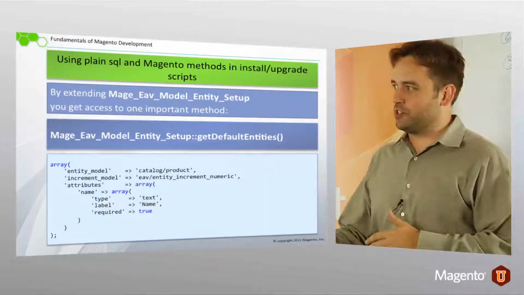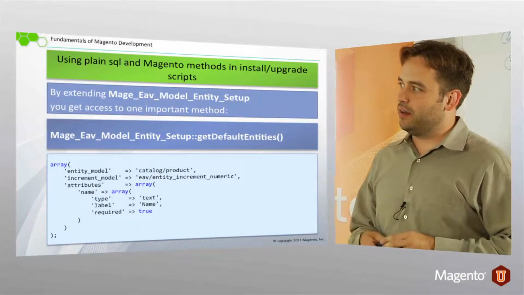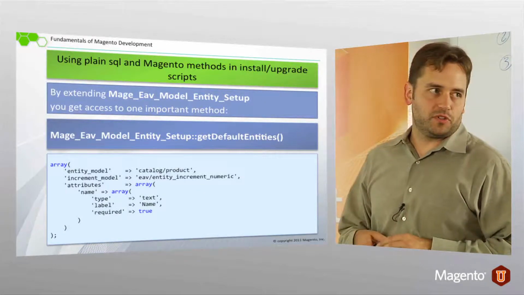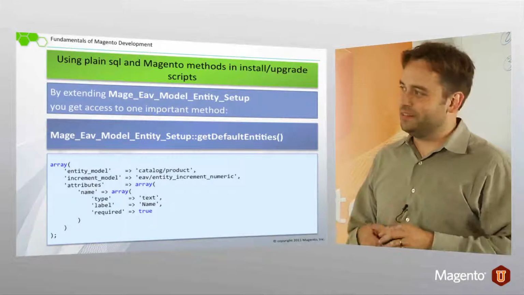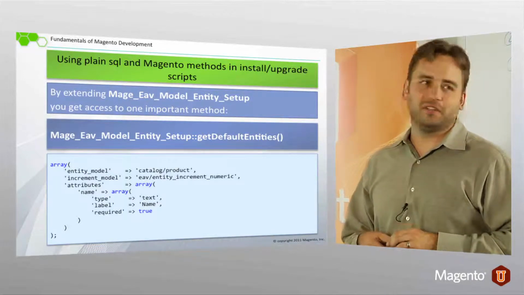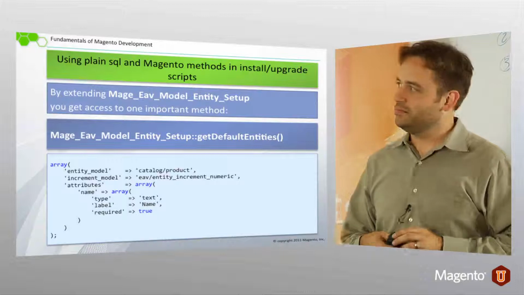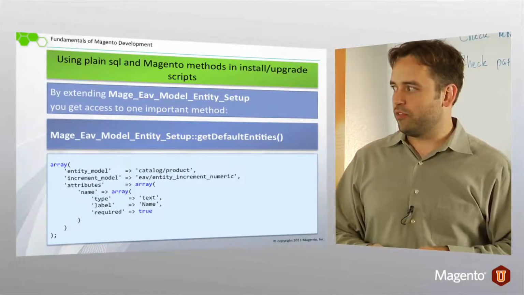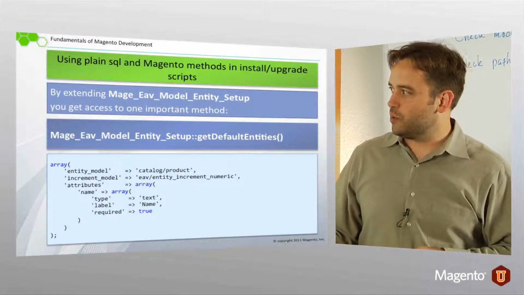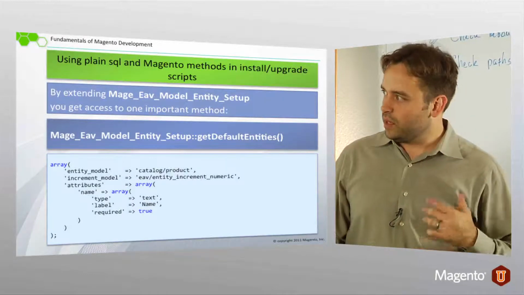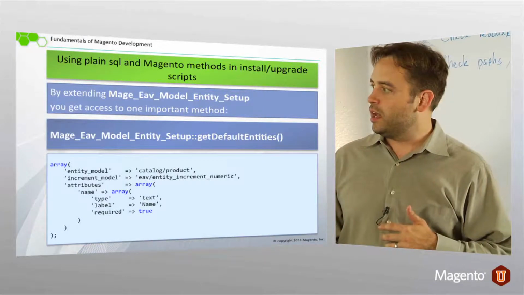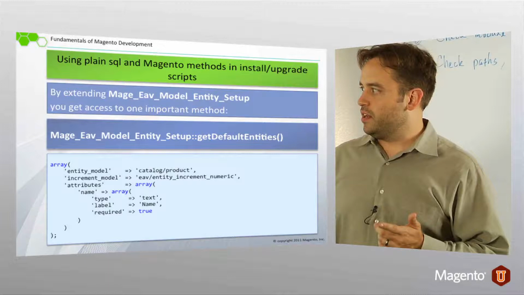Basically, for each attribute, you specify an array of arrays of options under this attributes index. It's a bit cumbersome. The good thing is there are plenty of examples of the core doing this, so you can generally find out. Here you see we specify an entity model, an increment model. So for catalog product, we're going to use EAV entity increment numeric.